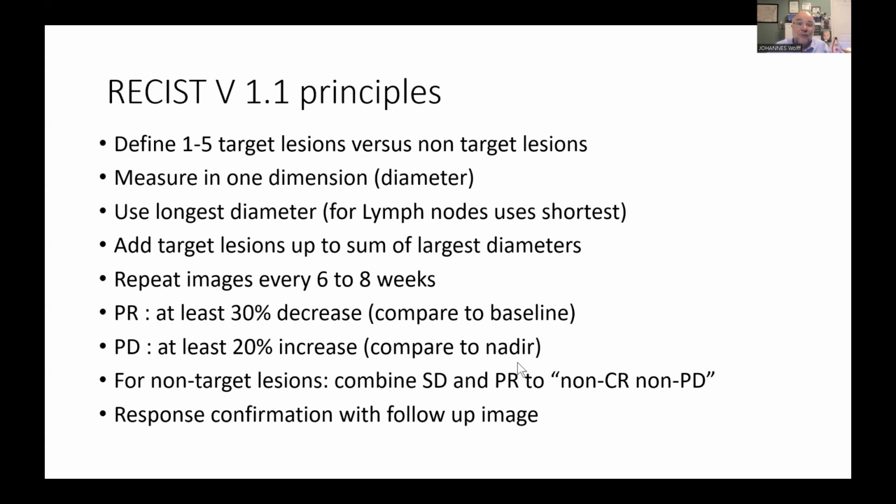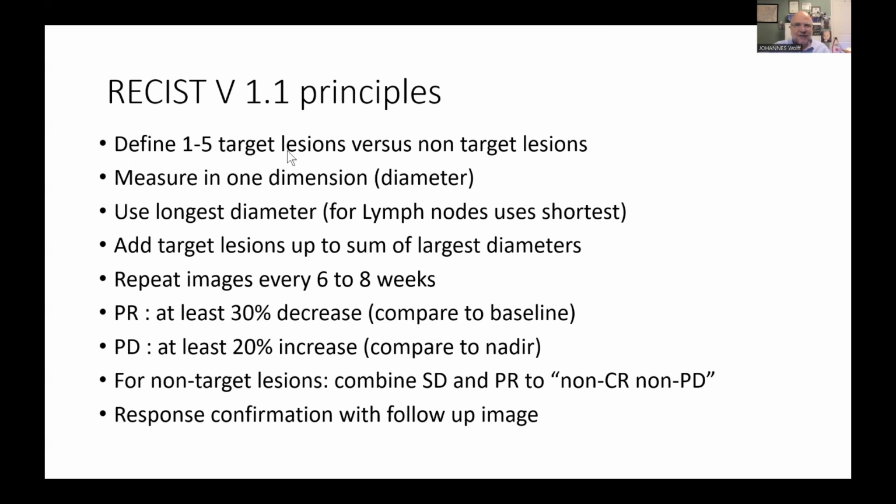nadir. So, for example, a tumor that has 10 milliliters shrinks down to 1 milliliter and then grows back to 3 milliliters. At the time point it is 3 milliliters, it is still a lot smaller than it was before, but it is PD, it is progressive disease, because it has grown from before. And that's where we have the 20%.